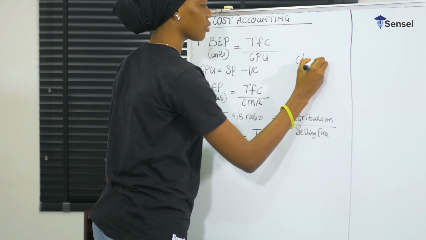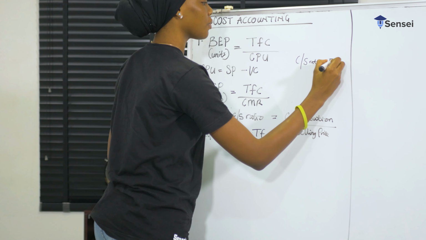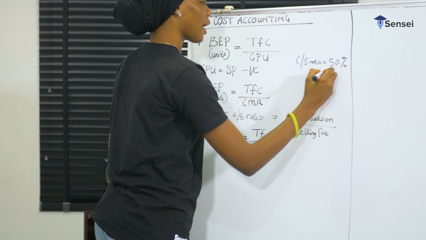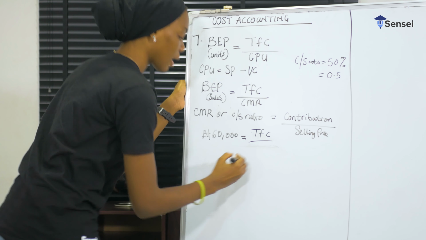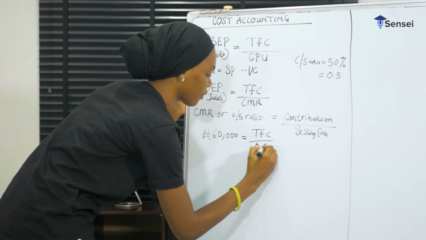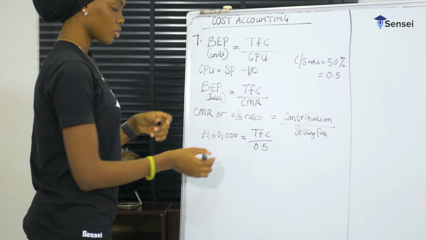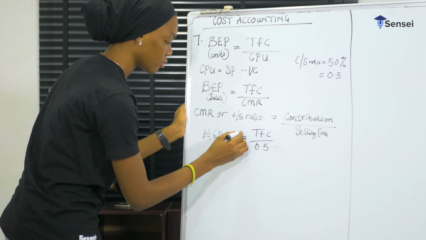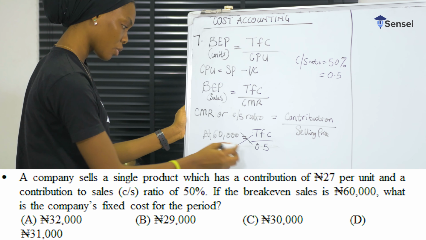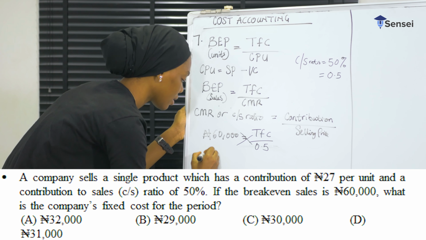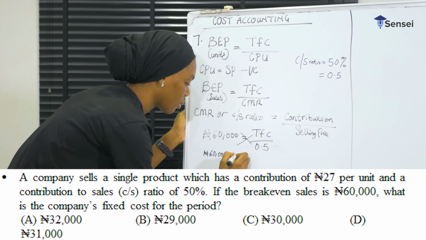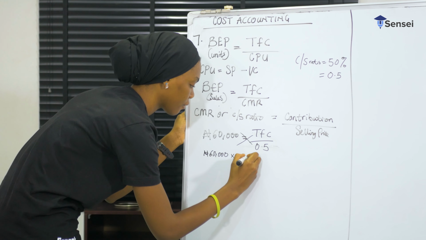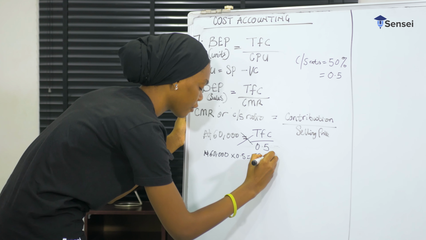The C/S ratio is 50%. I know 50% can also be written as 0.5. So we come down here and divide by 0.5. The next thing we do is to cross multiply. Let's do the basics. When we cross multiply, this one will multiply this. That's 60,000 naira multiplied by 0.5. That is our total fixed cost.